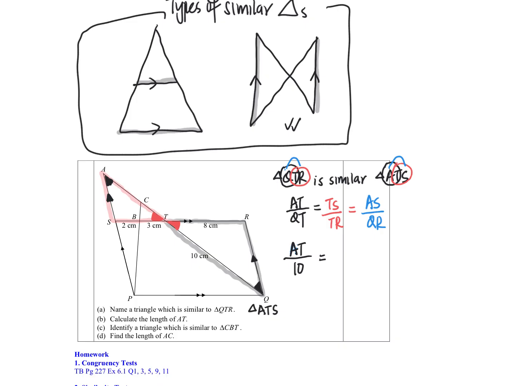TS, I know is 5. TR, I know is 8. Okay, so clearly I don't even need to care about the third pair already because I already have enough info to find AT. So just cross multiply 5, 8 times the 10. So I will get my answer, 6.25.